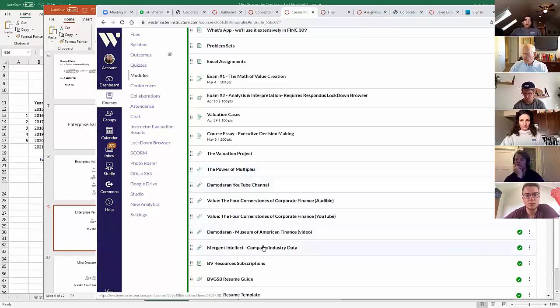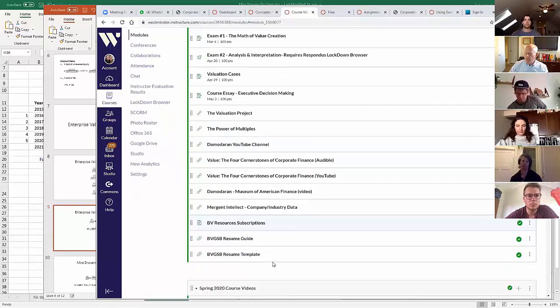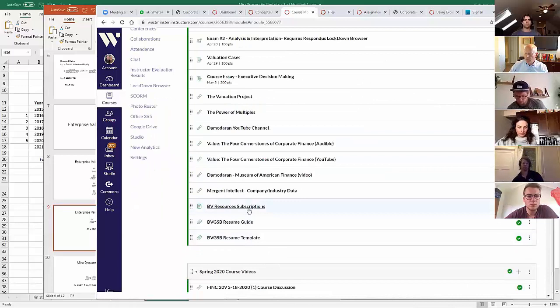But I've also linked for you the Mergent Intellect company data. I've linked for you something called the BVR or BV resources subscriptions. If you go to either one of these, and there's yet more that I've linked in other places, you'll see repositories of data that will help us identify by industry and sometimes by transaction what a multiple could, would, or should be for a company.